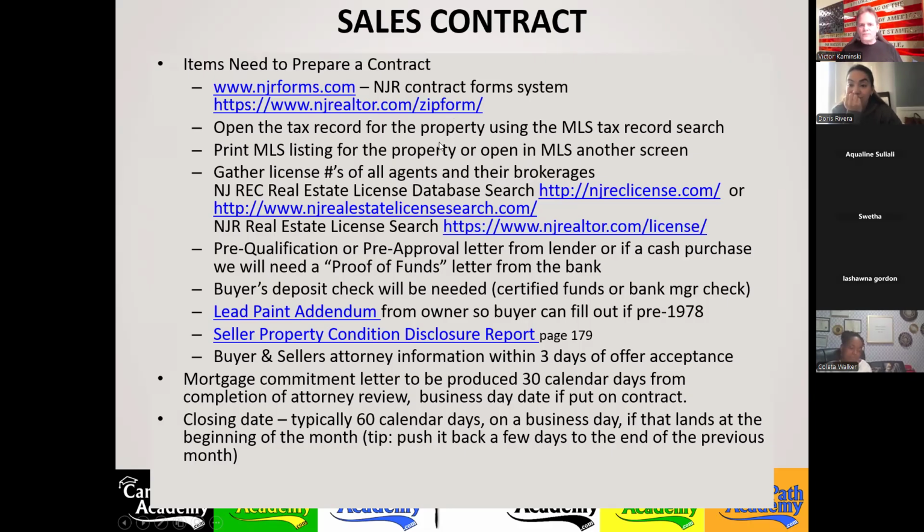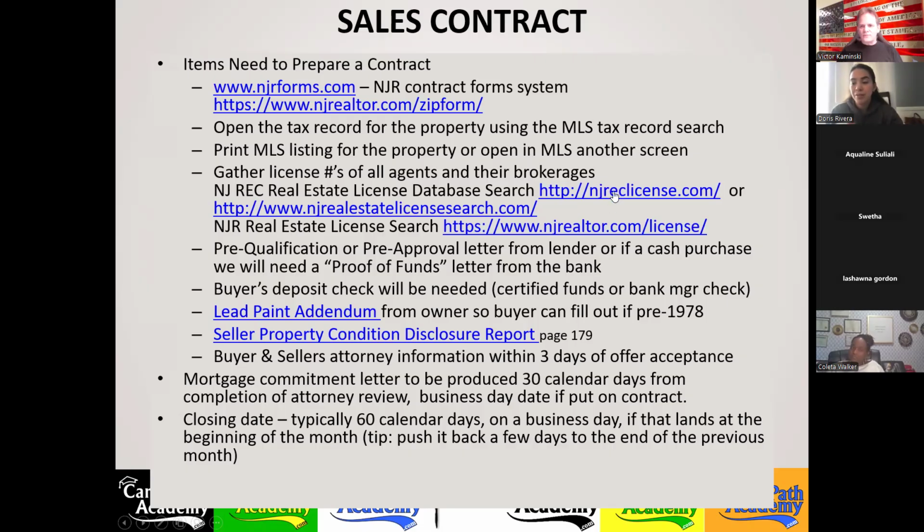Open up a window, print out the tax records, and have that information available either from the MLS or the tax record system. Print the MLS listing for the property on another screen, because you're going to need to gather information from there as well to prepare your contracts. You've got to gather all the license numbers for all the agents involved and the brokerages that they work for, because that's a requirement to be added onto sales contracts these days.